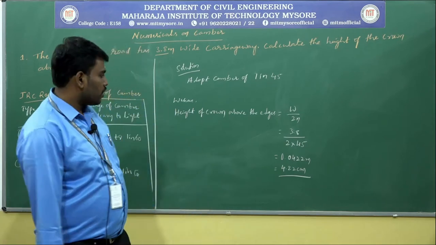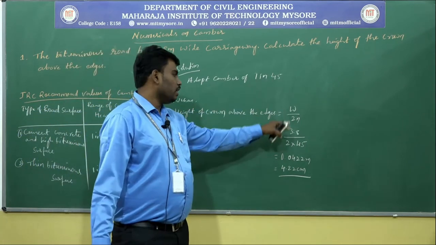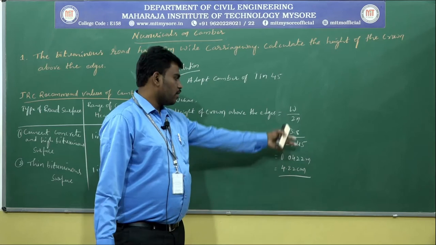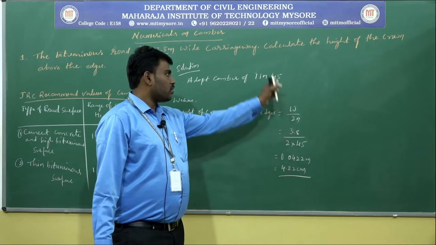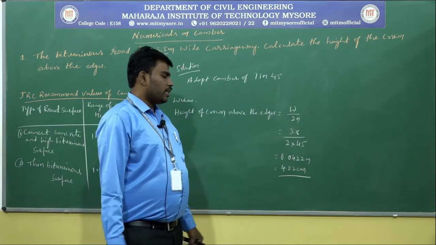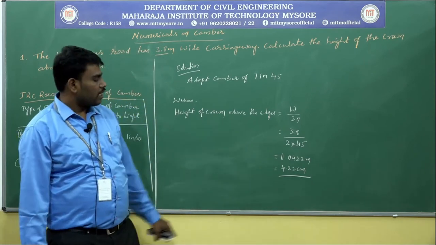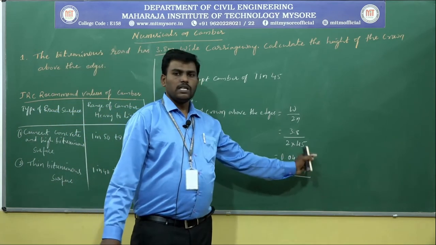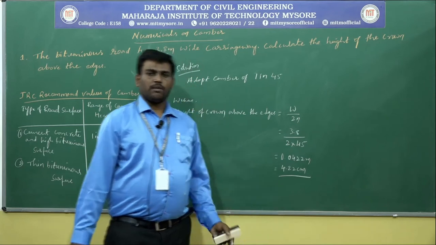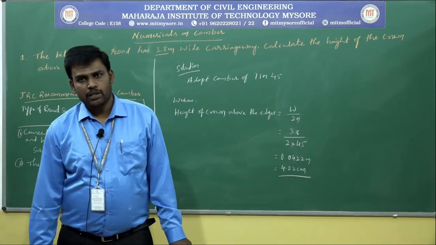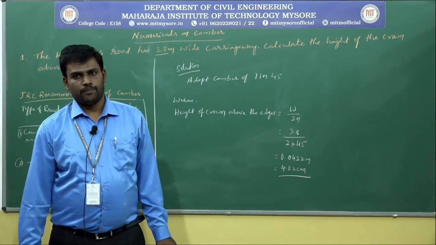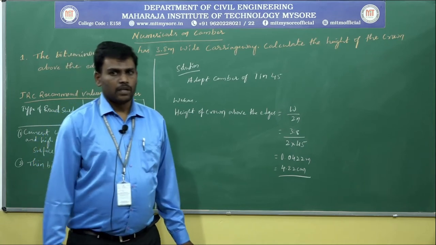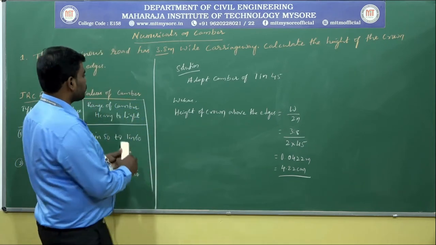The height of the crown above the edges for the straight camber is W by 2N. W is 3.8 meter and N value is 45. So 3.8 divided by 2 into 45, we get about 0.042 meter. In terms of centimeter, it becomes 4.22 centimeter. Is it clear? Next, I'll move on to the second problem.